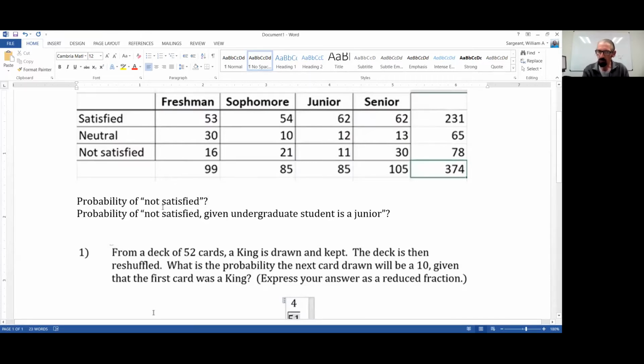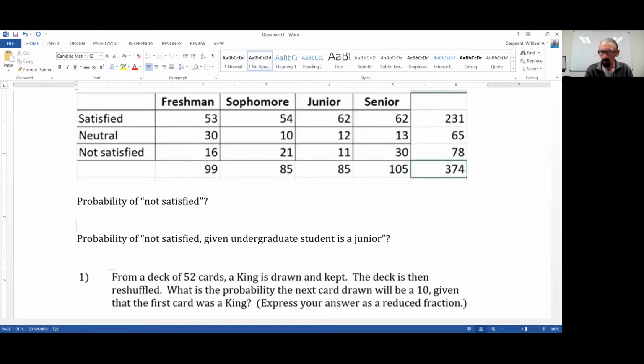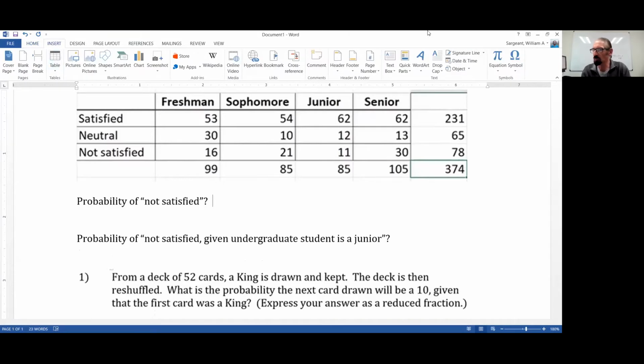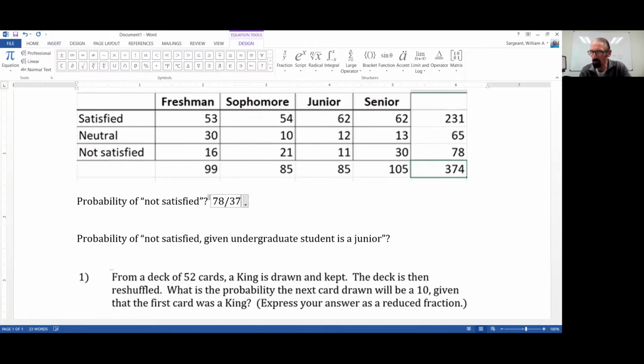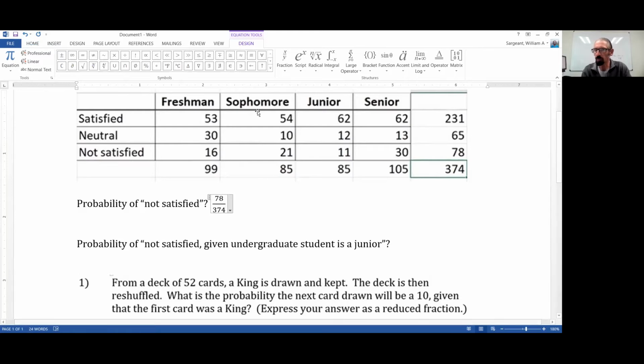We saw this table in the first video of this playlist, and I'm going to change the question yet again. First of all, what's the probability of one of these undergraduate students not being satisfied with their student government? We have not satisfied along this row. That's 78 out of the total of 374. So let me type that in, and we're going to get a decimal approximation to the 10,000ths place, i.e. 4 places after the decimal point.